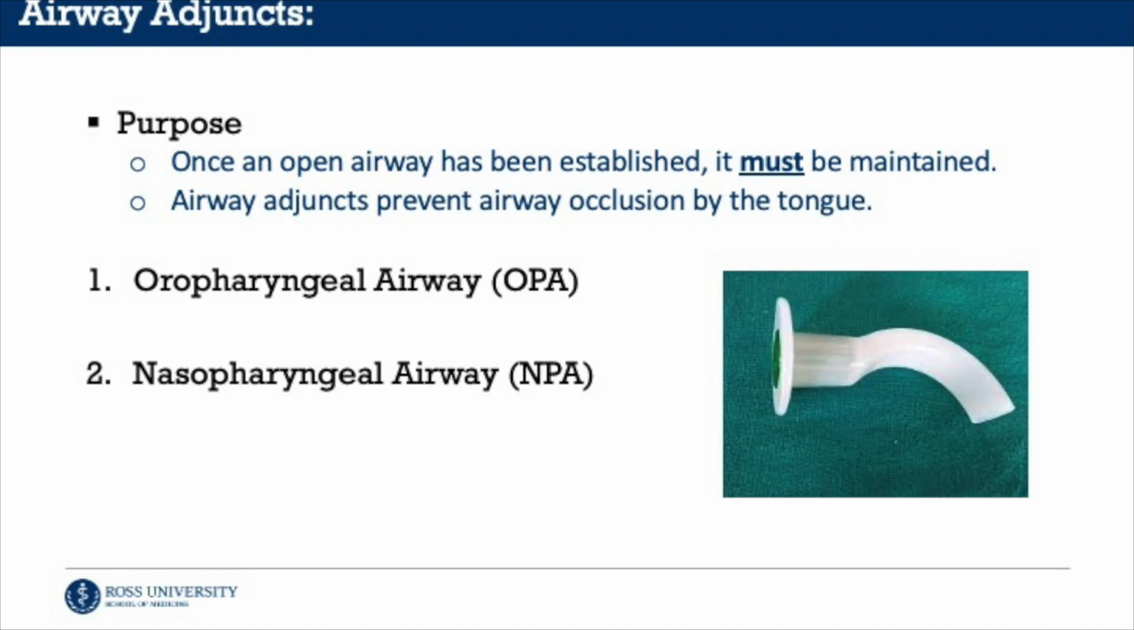Note that neither of these airway devices will protect the trachea from aspiration of secretions or gastric contents. An endotracheal tube should be inserted as soon as possible in any patient unable to protect his or her airway. You'll also see there is an oropharyngeal airway pictured here.